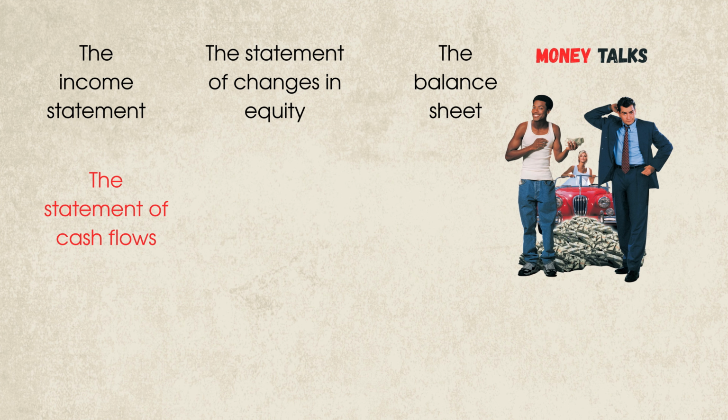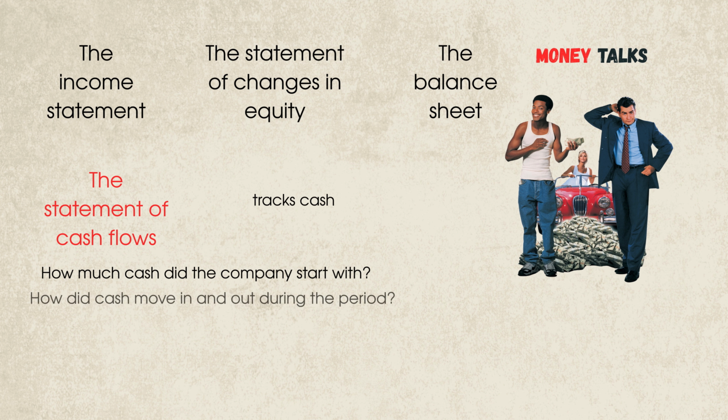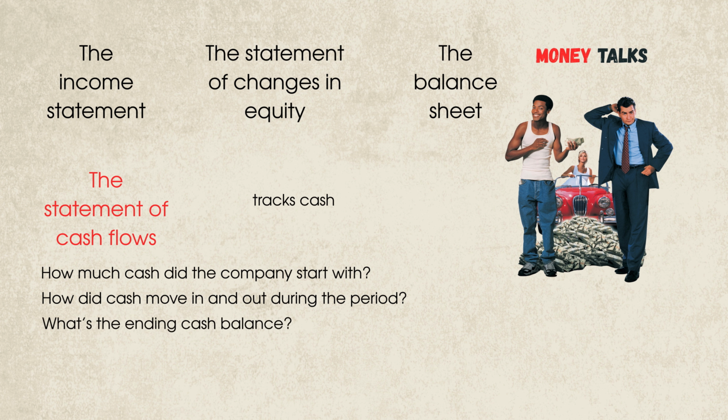We won't be preparing the statement of cash flows in this section, but here's what you need to know. It's similar in structure to the statement of changes in equity, but it only tracks cash. It answers, how much cash did the company start with? How did cash move in and out during the period? What's the ending cash balance? Why does this matter? 2 big reasons.